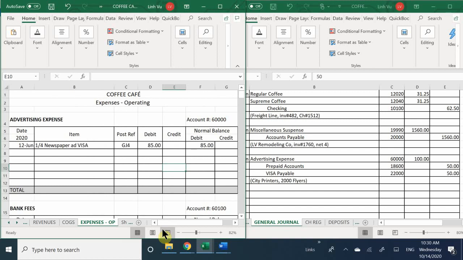So, Lynette, look at this. We're in advertising expense. Is there anywhere that I've claimed the 2,000 flyers? No. We only have the newspaper advertising. Now tell me, if I made this advertising expense, how much is the whole thing worth? 100. And if we follow the debits and credits rule, and I only pay $50, where's the other $50 coming from?